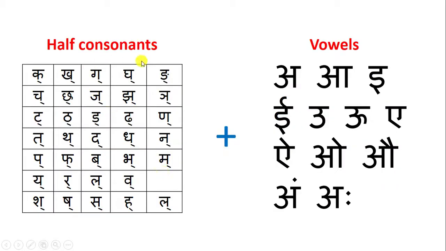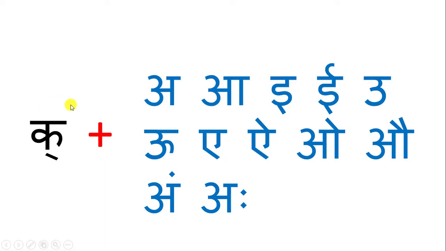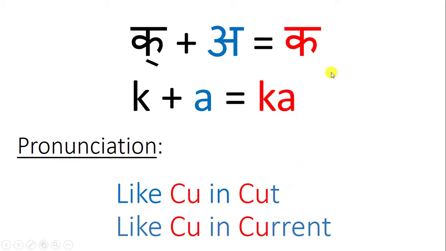Now, we have to add all these half consonants to the vowels and see what sound we get. In this video, we will see what sound we get when we add this to this, this to this, and so on till this. Or in other words, we'll see the sounds that we get when we add this half consonant to all these vowels. Alright, so let us start with the first sound, which is K.